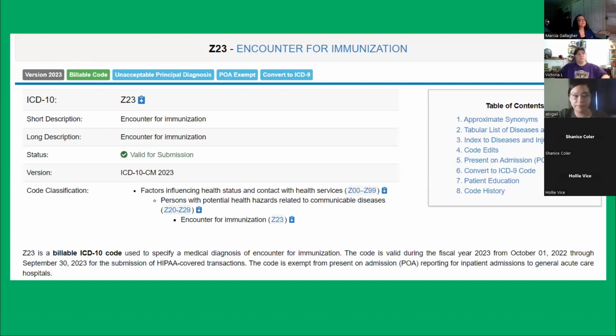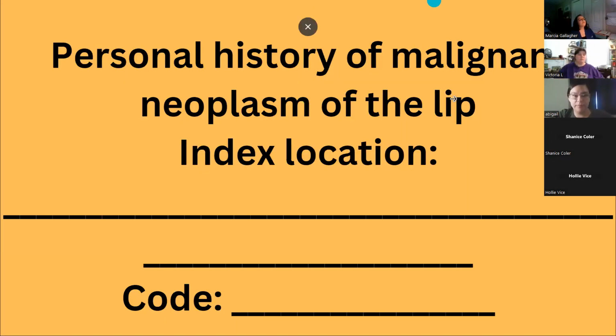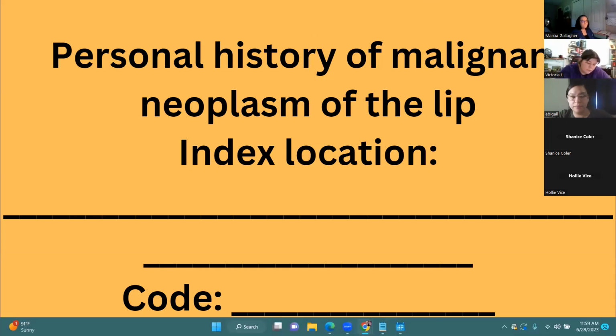So Abigail, did you get your book, the little red book, installed? Yes, ma'am. It has the cross, right? Yes. Okay. All right, so let me share my screen again and we're going to keep on going. So this is a personal history of malignant neoplasm of the lip. So let's use our search book. Open it up, Abigail, and what are we going to put in? What do you guys think? I'm going to put history of malignant neoplasm of the lip.